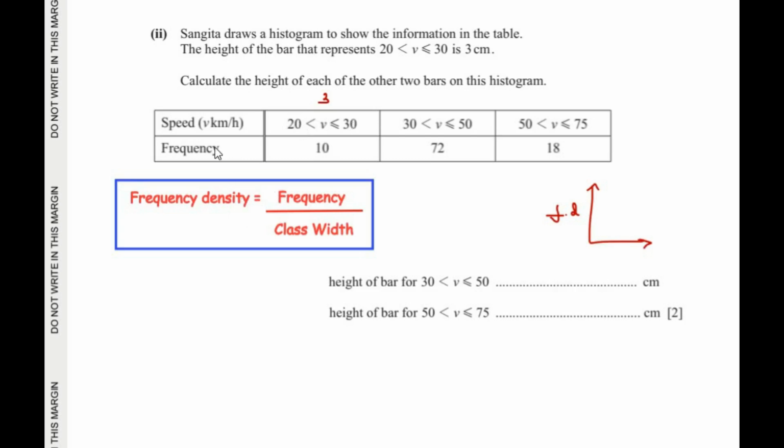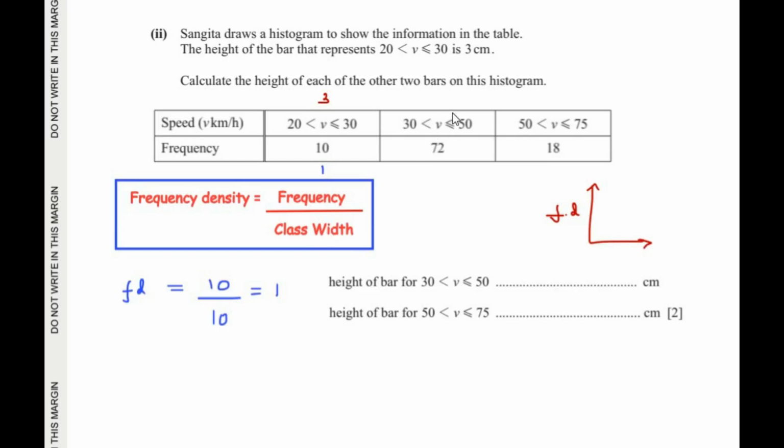So now let us try to find out the frequency density of the first class interval. So the frequency density is given by the frequency. So the frequency here is 10 over the class width. Class width is upper limit minus lower limit. So 30 minus 20 gives us 10. So 10 over 10 we get 1. So here the frequency density of the first class interval is 1. So let me write here 1.